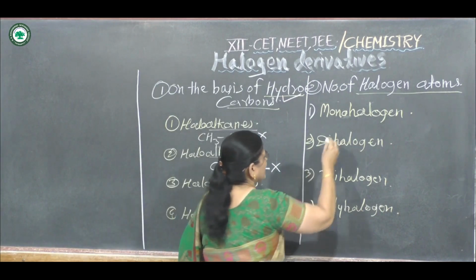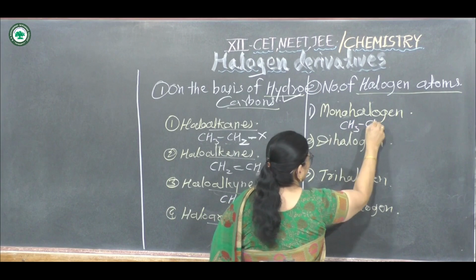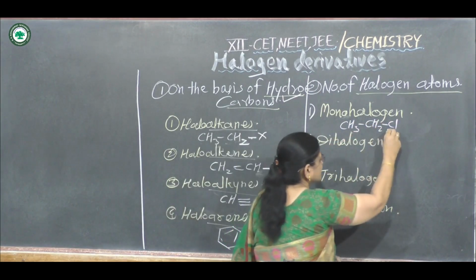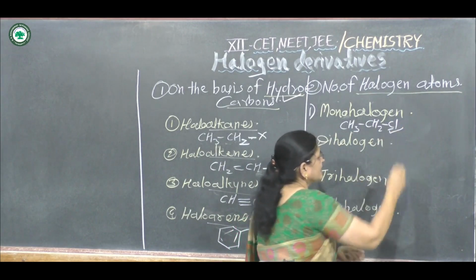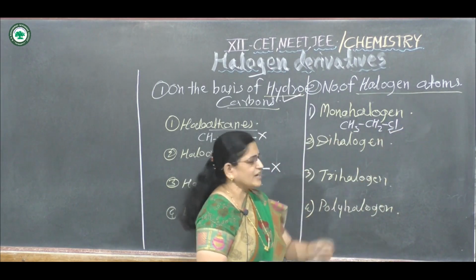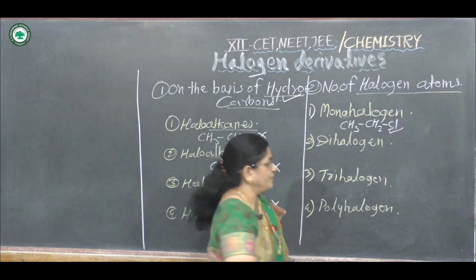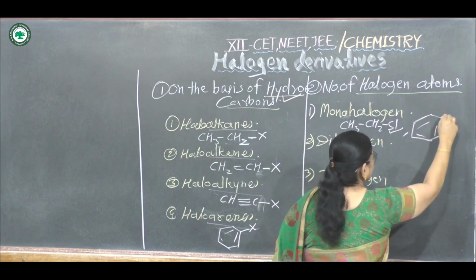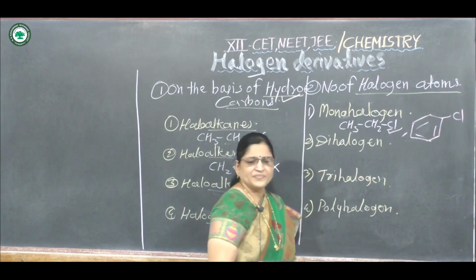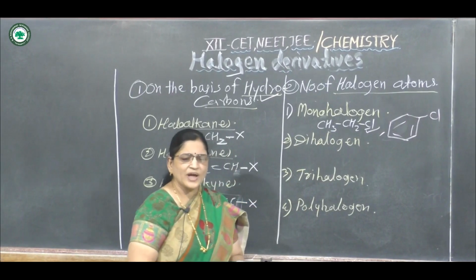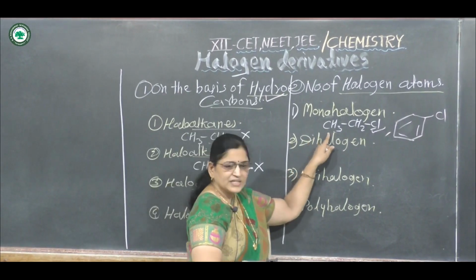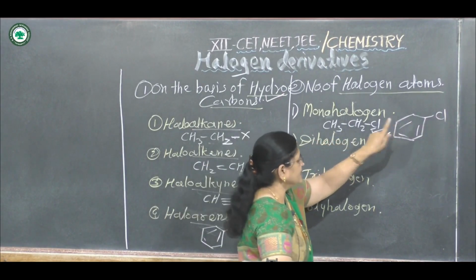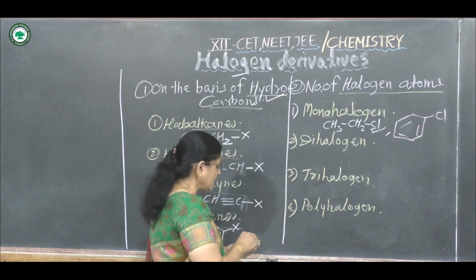Suppose this compound, CH3CH2Cl. This compound contains only one halogen atom, hence it is called a monohalogen derivative. Then again, this aromatic compound also contains only one halogen atom. Both of these are called monohalogen derivatives. The first one is an aliphatic halogen derivative, and this is an aromatic halogen derivative.